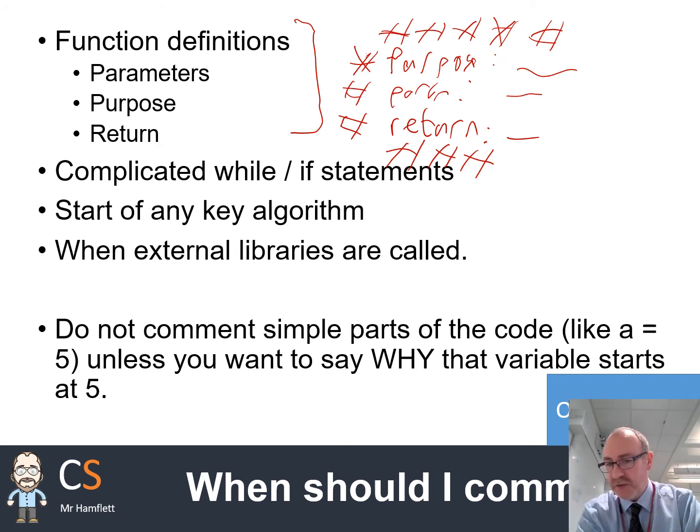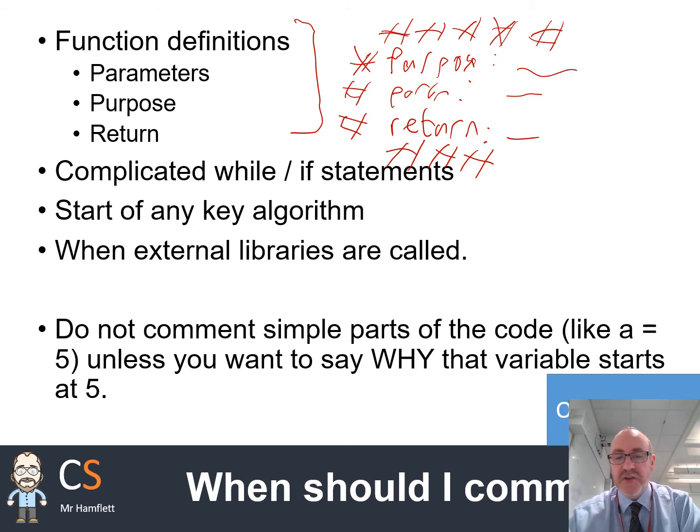Complicated while loops and if statements must be commented. So if you've got something where it's maybe the core part of insertion sort, for example, where it's shifting things, you might put comments in for that one. Start any key algorithm to explain what the key algorithm is doing, like if you're doing Dijkstra's shortest path, for example, or bubble sorts or things like that, you might explain what's going on. And then normally, if any external libraries are called, maybe not every single library call, but when you start using something, just to help understand that you are using this library and for what purpose.